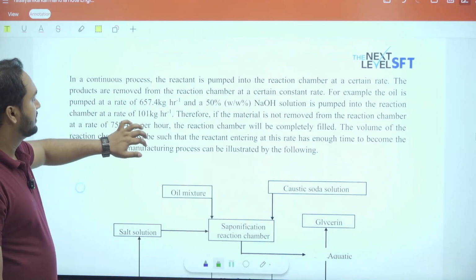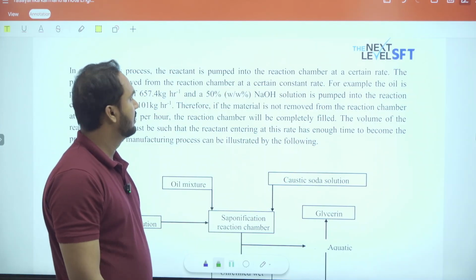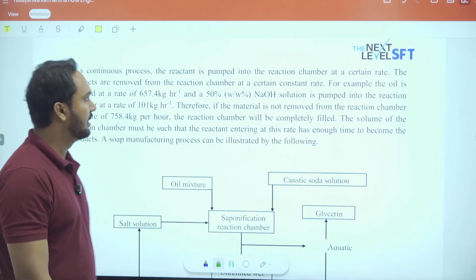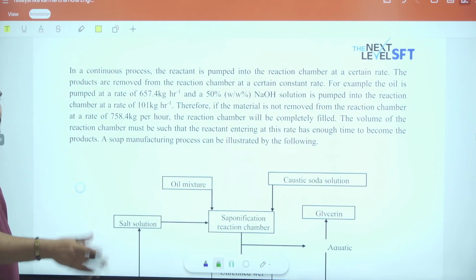In a continuous process, the reactant is pumped into the reaction chamber at a certain rate. එතකොට අරගෙදි කරන්නේ certain rate එකකින් එක දිගට pump කරගෙනම යනවා.